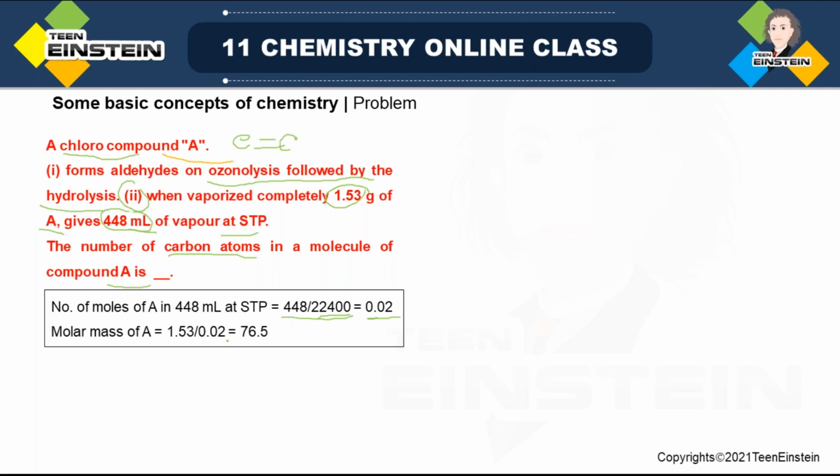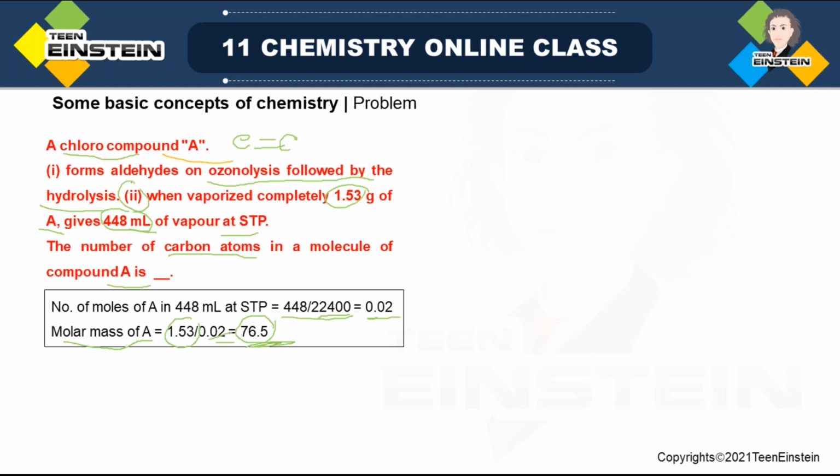So given mass, when you divide by number of moles, you will get... sorry, just forget about what I am saying, I said this by mistake. I'm trying to say, if given mass is divided by total number of moles, you get molar mass. So this is actually the molar mass of A. So now you know the molar mass, and you have to use this first information.